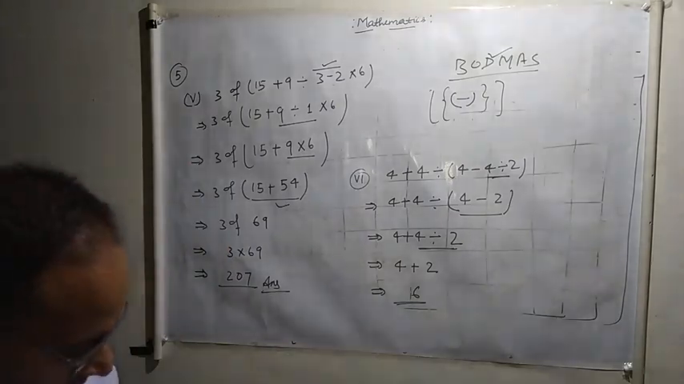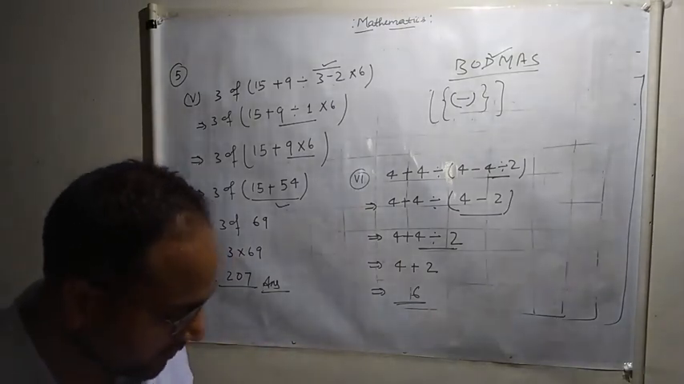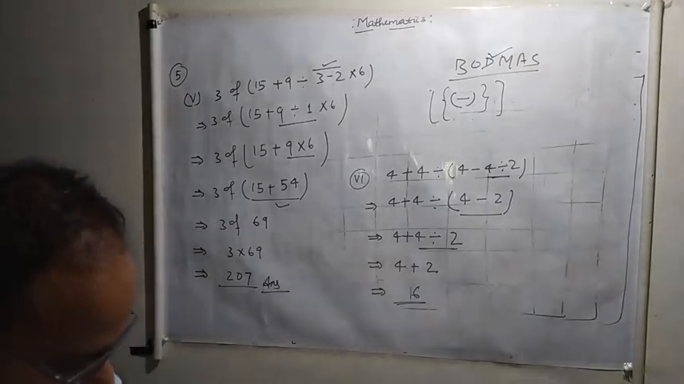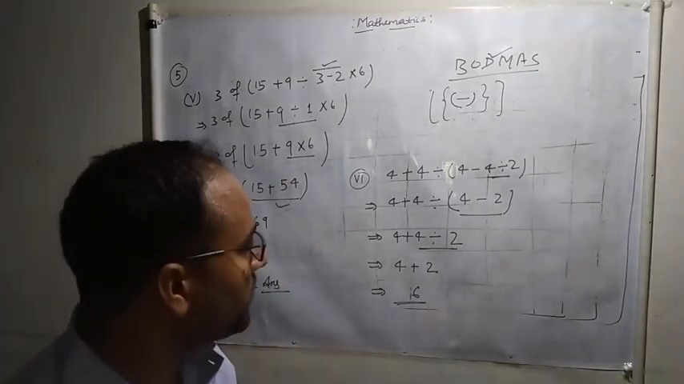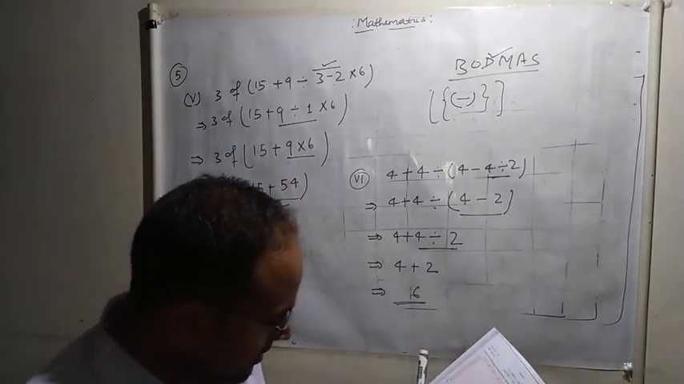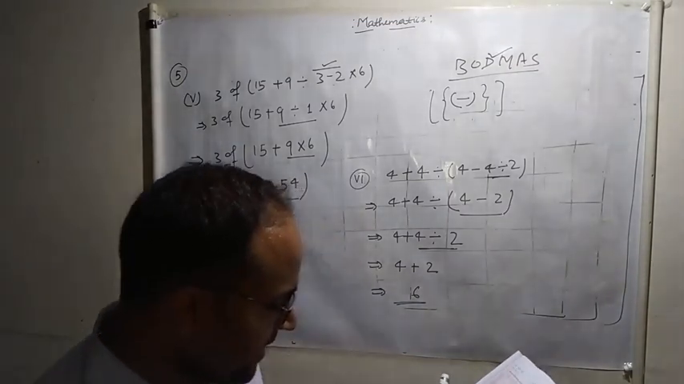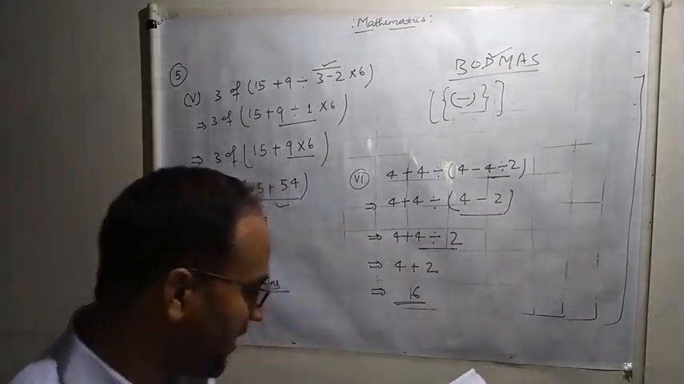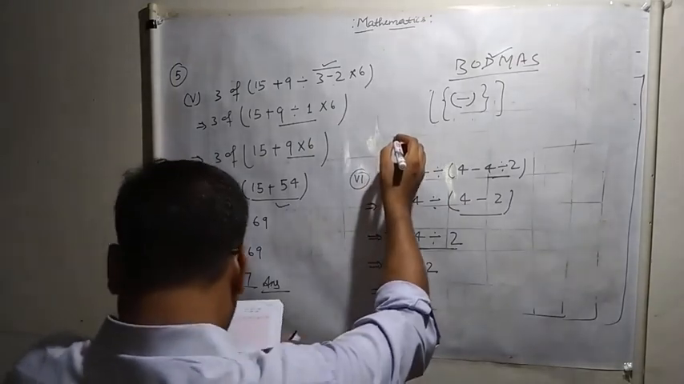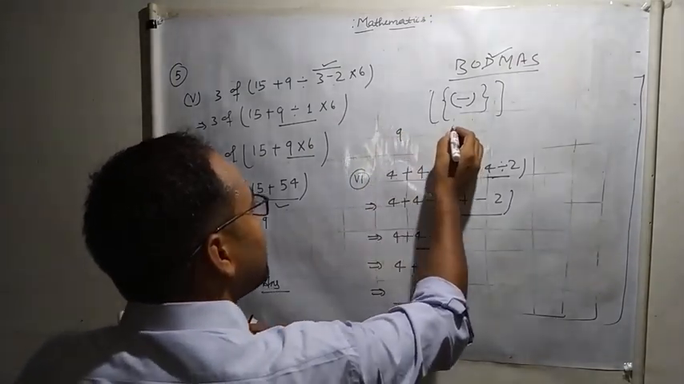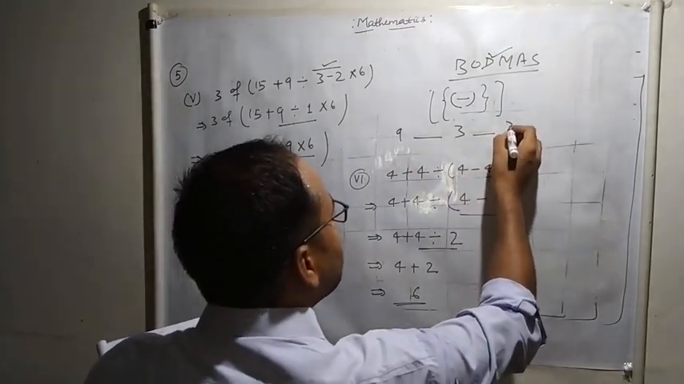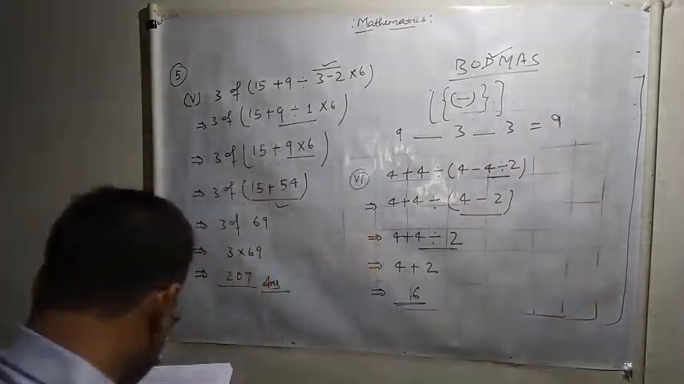So students, I think that from exercise first, A to D, if you have any problem, you will ask again. Complete the following using the signs plus, minus, multiplication and division. It's very easy, students. One question I want to explain. 9 space 3 space 3, and your answer is 9 in this case.